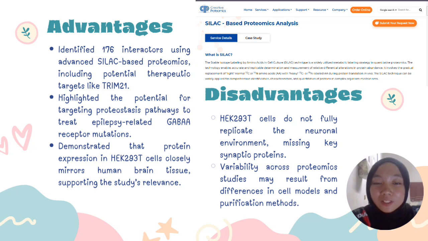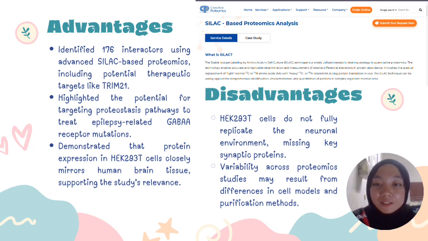Okay, thank you Alpha for the explanation. Next, I will highlight the strength of this study and why they are significant. One of the most notable strengths is the use of SciLab-based proteomics. This advanced method enabled the researchers to identify 176 proteins that interact with GABA A receptors. It's precise and highly effective, allowing a detailed comparison between wild-type receptors and mutant receptors, like the misfolding prone A322D variant.